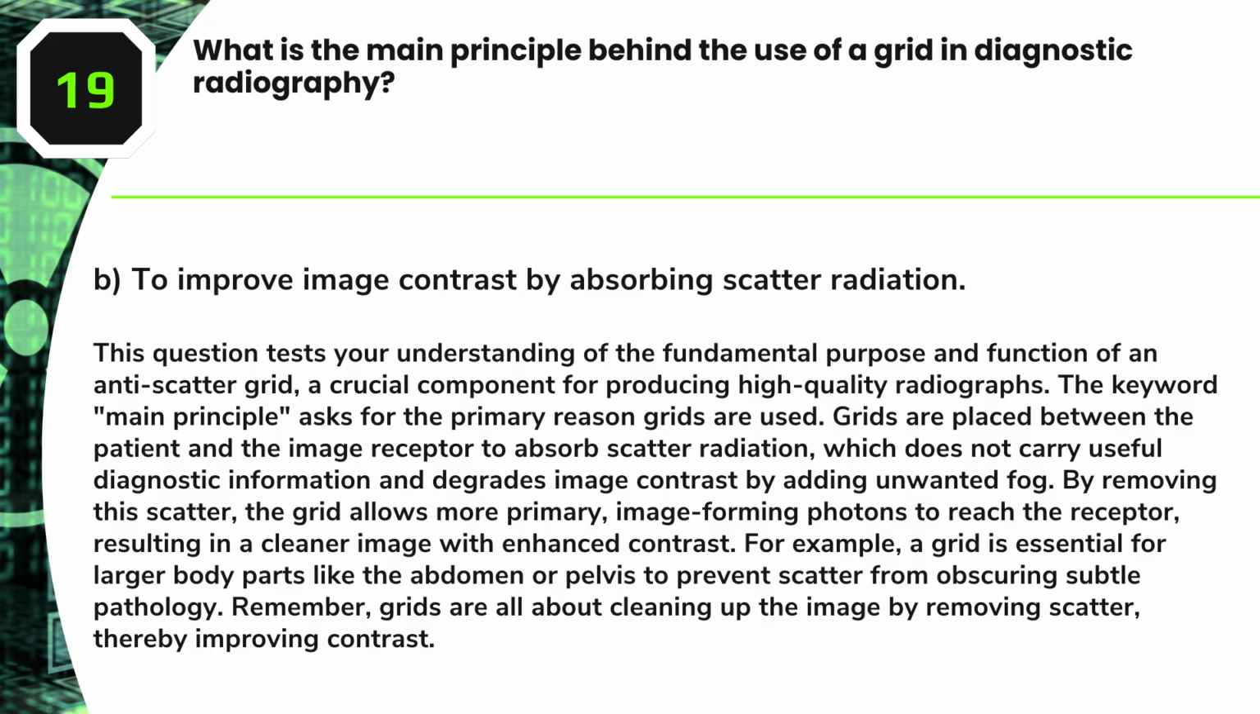By removing this scatter, the grid allows more primary, image-forming photons to reach the receptor, resulting in a cleaner image with enhanced contrast. For example, a grid is essential for larger body parts like the abdomen or pelvis to prevent scatter from obscuring subtle pathology. Remember, grids are all about cleaning up the image by removing scatter, thereby improving contrast.